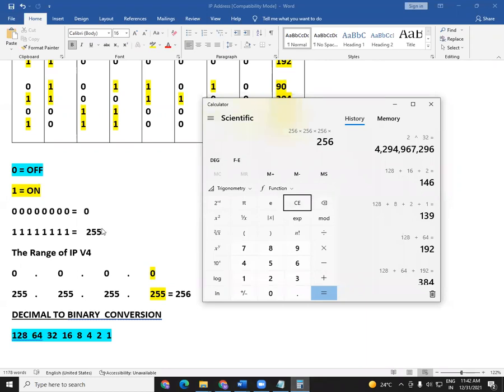And how many numbers can we use in 4 octets? We can use between 0 to 255. I repeat again, friends, 0 till 255 will be totally 256 numbers. This I cannot assign, but these are the total number of addresses we have in every octet.